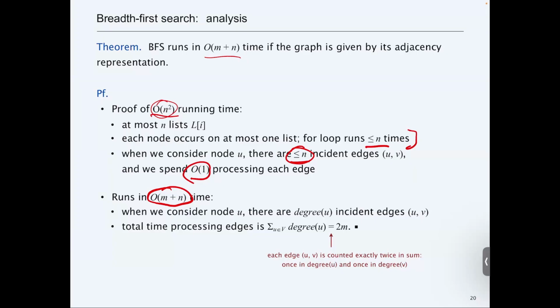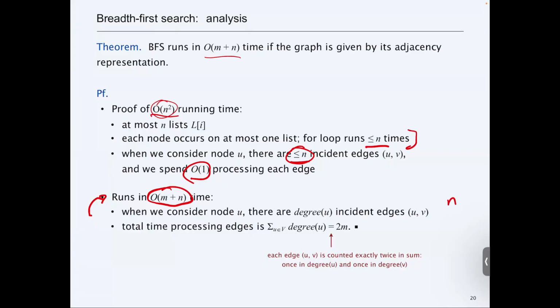So as I said, if the graph is stored using an adjacency list representation, then breadth first search actually runs in m plus n time, where n is the number of vertices and m is the number of edges. So let's talk a little bit about where this runtime actually comes from. The first thing is that every node gets discovered at most once. So the total amount of work involving the vertices is just n. We're discovering every single node at most one time.